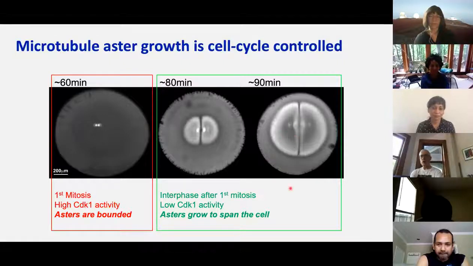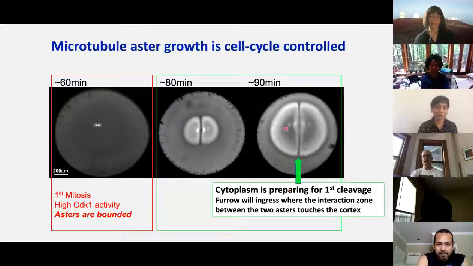And also, you can see here, this egg is not yet cleaving, but you can see it's setting up to cleave, and the cleavage furrow is going to be positioned by the gap between these asters, where these are two dome-shaped asters seen here in a confocal section, where this gap here touches the plasma membrane is where the cleavage furrow will come in.